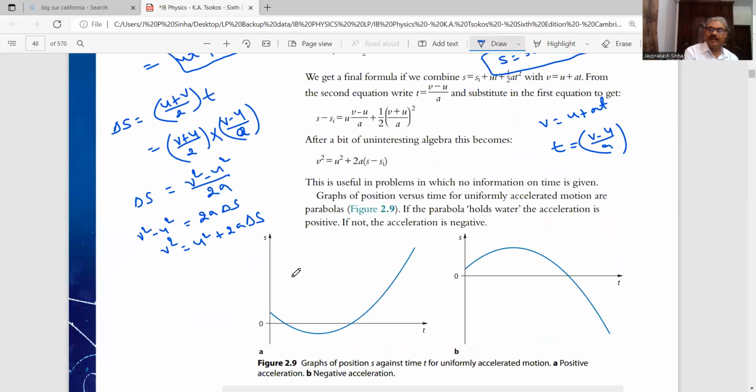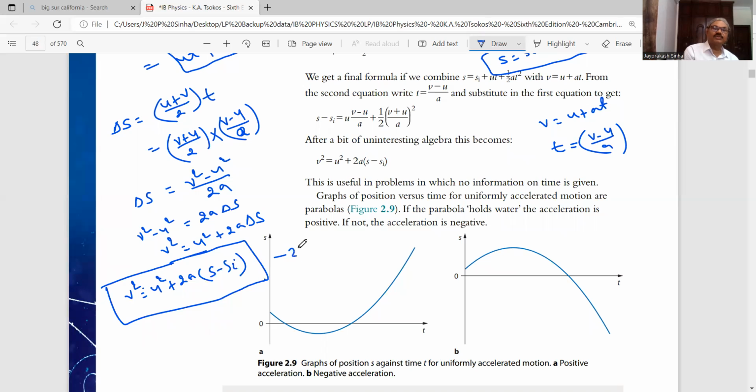So if the body does not start its journey from the origin, means there is some initial displacement, means the initial position of the body is si and the final position is s, then in that case, v square is equal to u square plus 2a into s minus si. Okay, so this is your third equation of motion. Generally, we call it the third equation of motion.